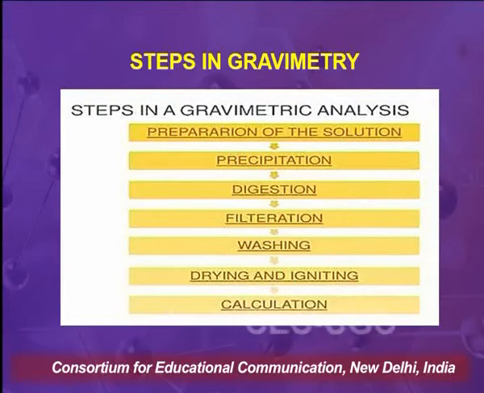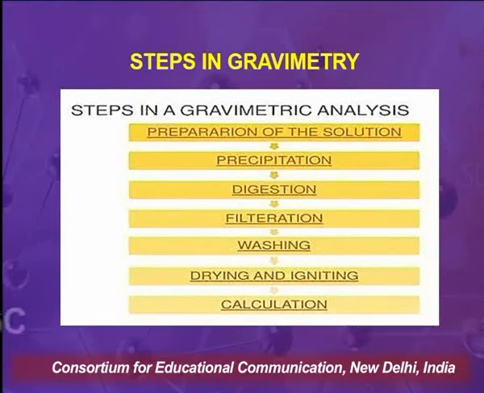the steps in gravimetric analysis, the very first step is the preparation of the solution. That means if we have a particular salt in which we have to determine the amount of the metal ion present, then of course the determination cannot be done in a solid salt. First of all, a solution has to be made of the metal ion, and only then can the estimation be carried out. So, the first step is the preparation of the solution.